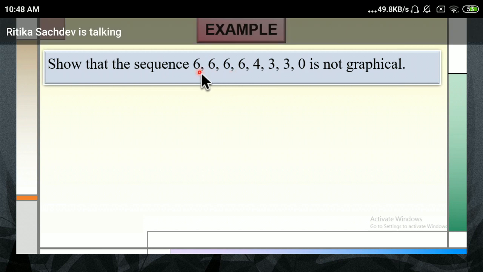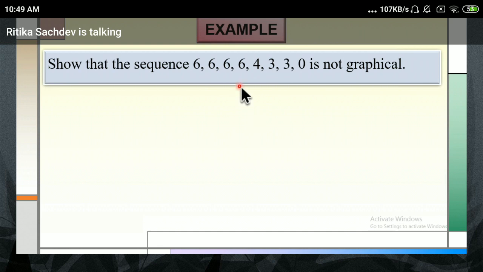Now just look at the sequence. What did we do? Now, without drawing the graph, you should be able to solve it. What should you be doing? You should be taking this particular sequence in the next step, step 2. You should start from the second vertex onwards and subtract 1 from the first 6 terms. So in the second sequence, I'll get 5, 5, 5, 3, 2, 2, 0. Then, when I had 5, 5, 5, 3, 2, 2, 0, I will go for the next step.